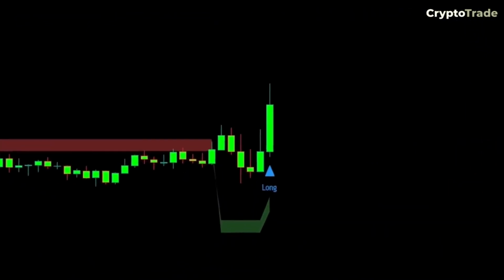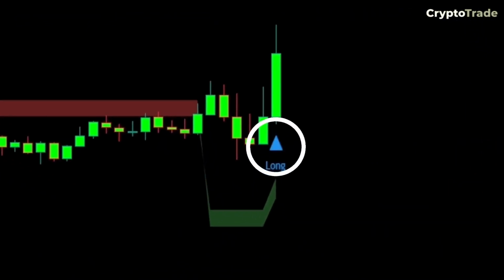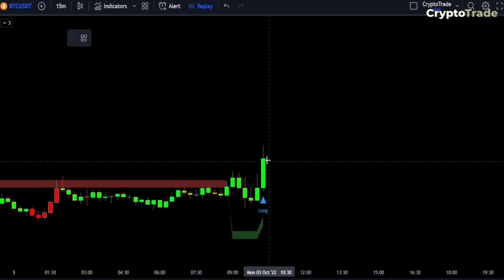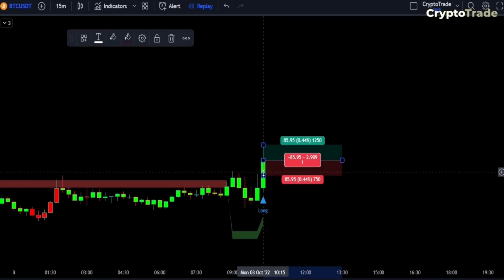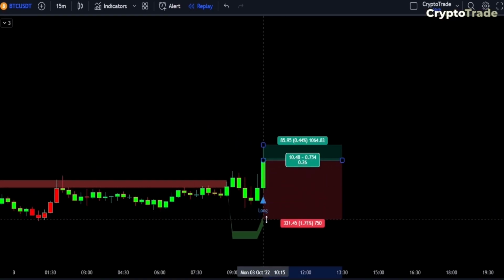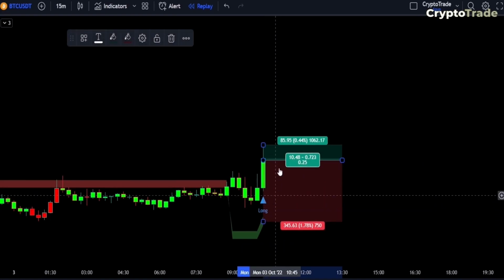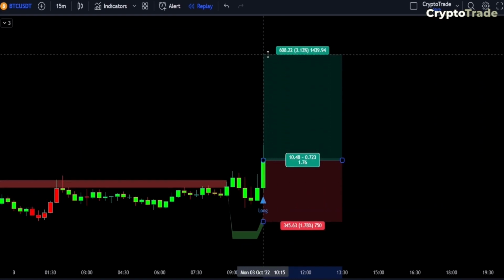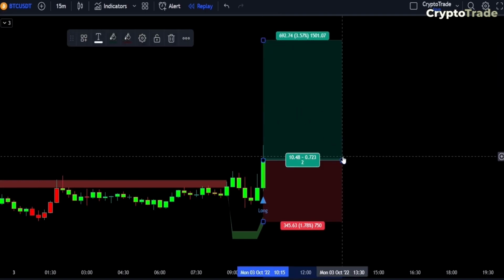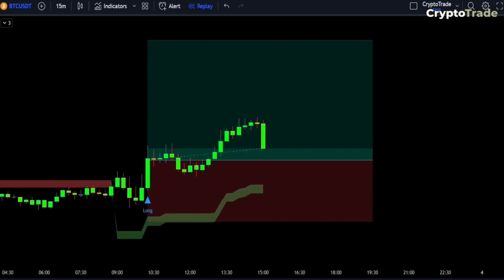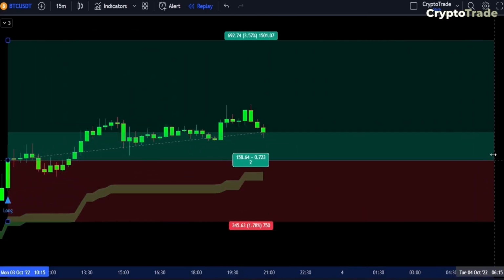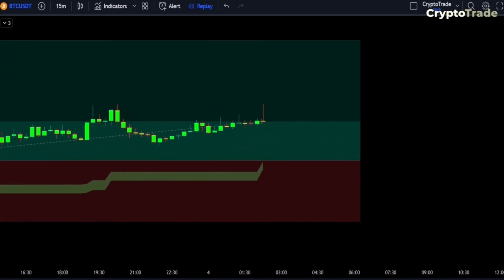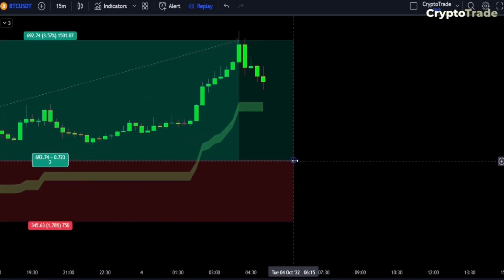For a buy order, wait for a blue triangle to appear. Candles must be green. Black flag indicator must be green. If these conditions are met, place a buy order at the close of the candle. Place stop loss below the nearest swing low. The risk to reward ratio will be set to 1 to 2. I hope you have understood the buying strategy.